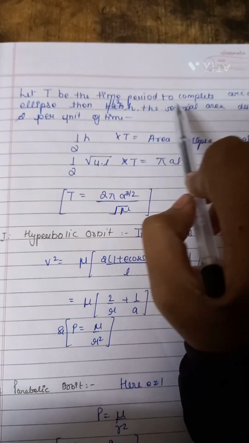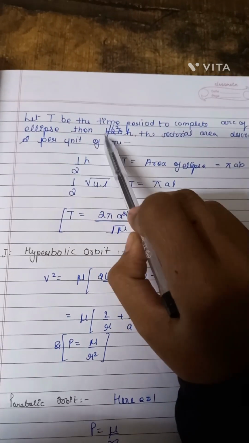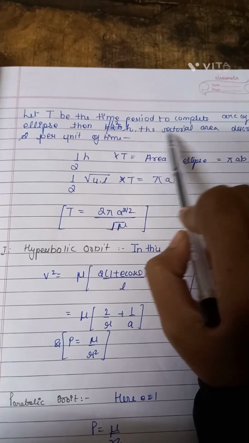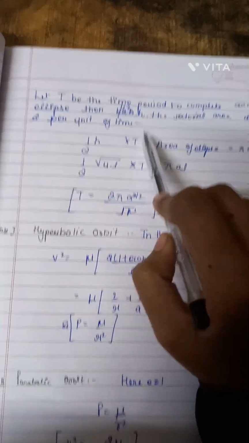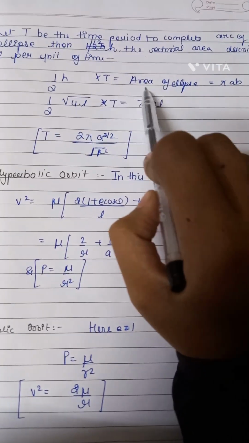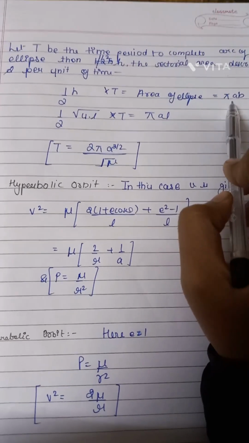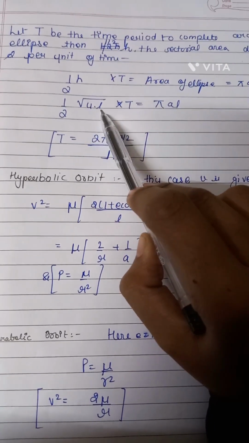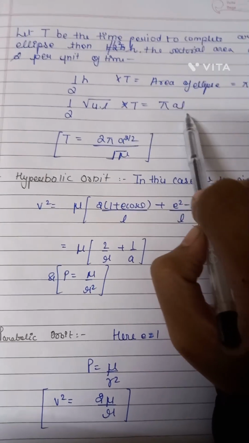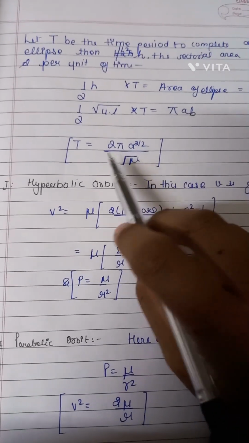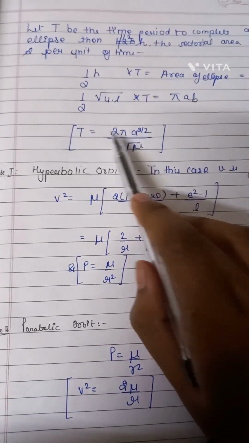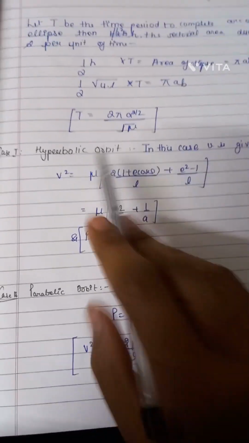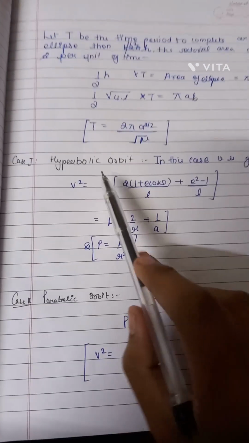Now let T be the time period to complete the arc of the ellipse. Then half h, the sectorial area described per unit of time, will be half h into T equals the area of the ellipse, which equals pi a b. Now substituting the value, we get 1/2 square root of mu l into T as pi a b. Now we get the value of T as 2 pi a to the power 3/2 upon square root of mu. Now there are two further cases.